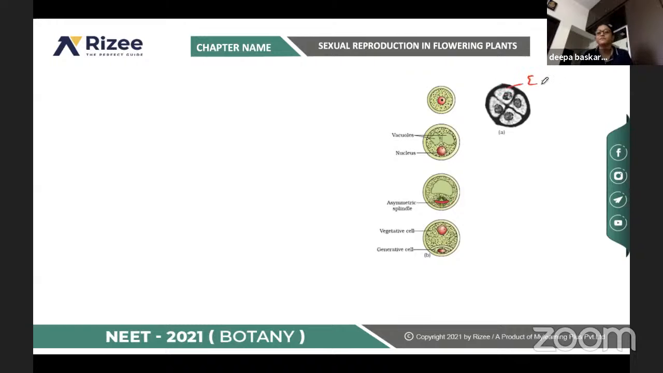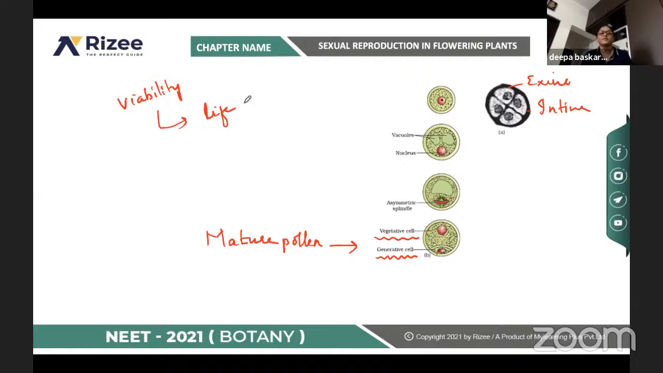Again, the next question is given here. This is exine, and the innermost layer is intine. I already explained that the mature pollen grain will have two cells, the generative cell and the vegetative cell. You have to remember viability, that is lifespan. The lifespan of pollen grain varies.